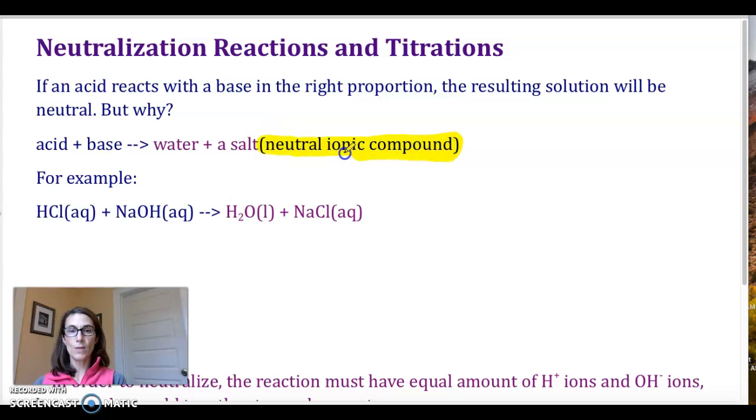Okay, so if you have an ionic compound, NaCl for instance, and it's mixed in with water, what you end up with is a neutral solution. So it's neither acidic nor basic. An example of this would be if HCl reacts with NaOH, and this equation is balanced. So these are reacting in a 1-to-1 ratio. What's produced is H2O, which is a liquid, plus NaCl.